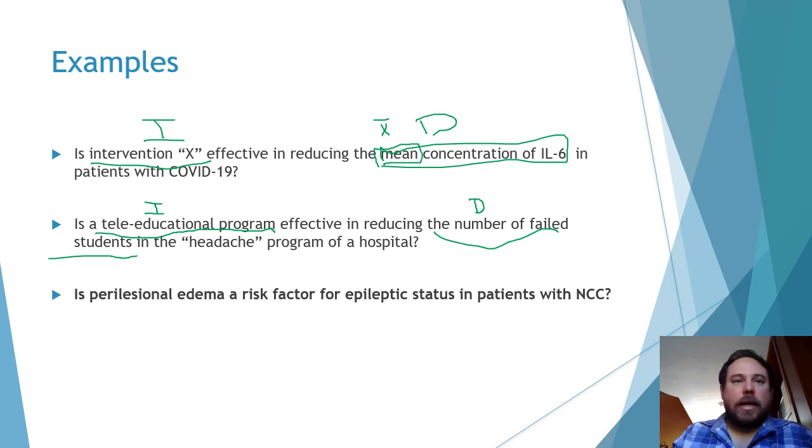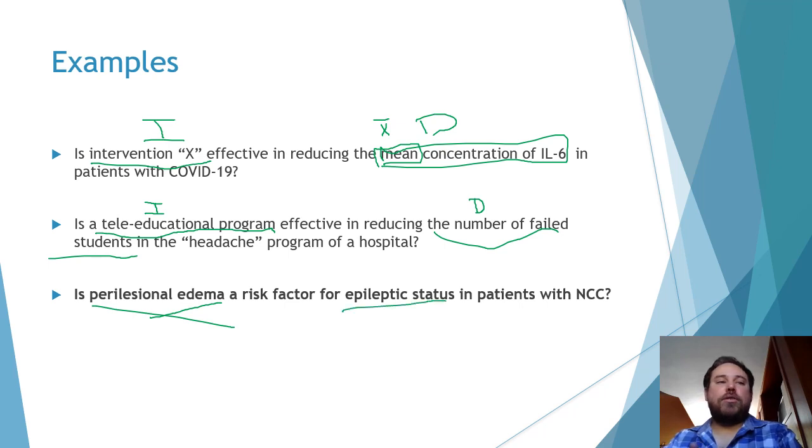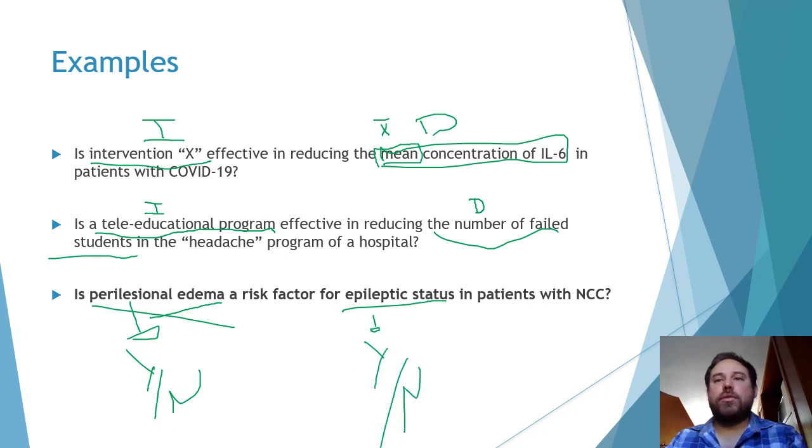Okay? And then, is perilesional edema a risk factor for epileptic status in patients with NCC? In this case, perilesional edema is going to be our independent variable and epileptic status our dependent variable. Okay? Perilesional edema is a yes or no situation, all right? Then it's qualitative and nominal. And epileptic status is also a yes or no situation, which means that it's also qualitative and also nominal, okay?